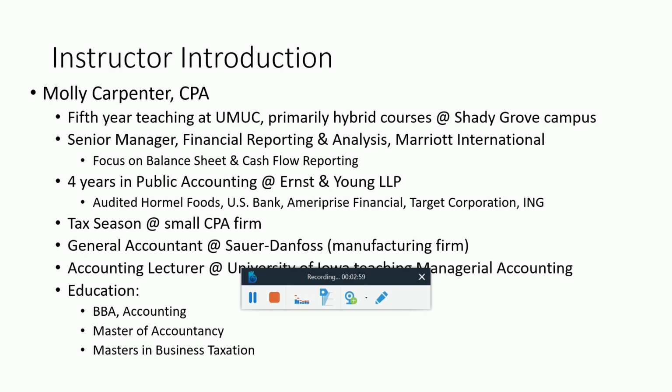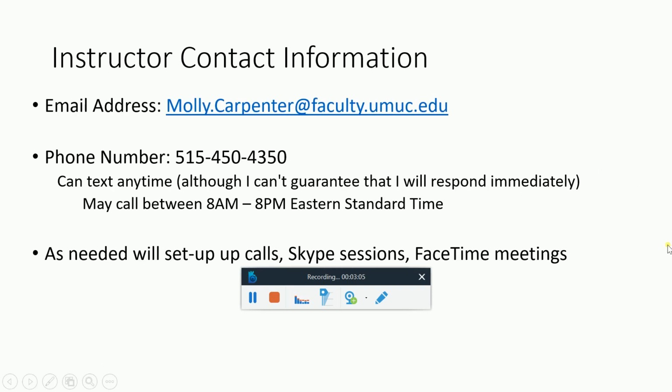I also just wanted to go over some contact information. My email address is listed in the slides. You can reach me at my email address. There also may be times where you need to contact me via phone, so I've listed my phone number. Feel free to text me anytime, although I can't necessarily guarantee that I will respond right away. I live in Maryland, so I'm on Eastern Standard Time. And the beauty of an online class is that it allows people to be all over the U.S. or all over the world.